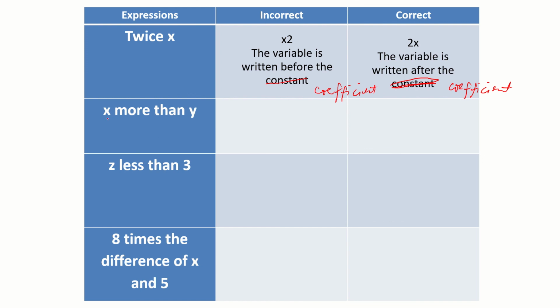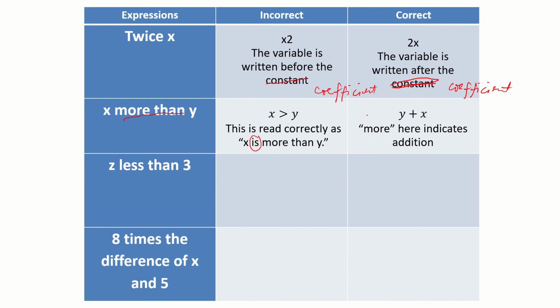So next, x more than y. So a common misconception is that they might be thinking that more than is a greater than symbol. But we only use this symbol if there is a word before more than, which is. So the correct translation is y plus x, because more here indicates addition. And don't forget the word than, so that means y comes first, then plus x.